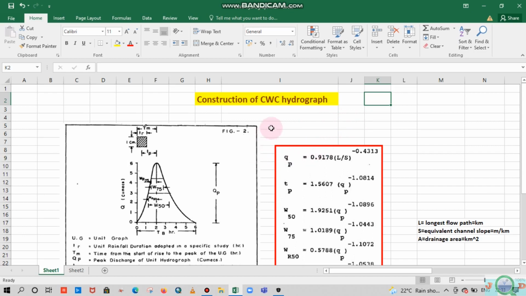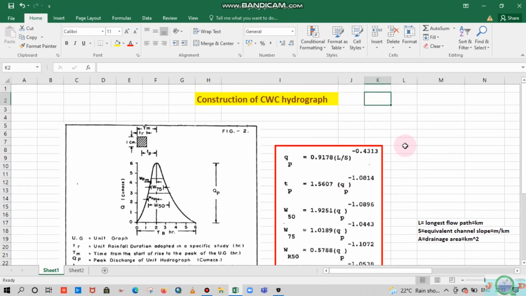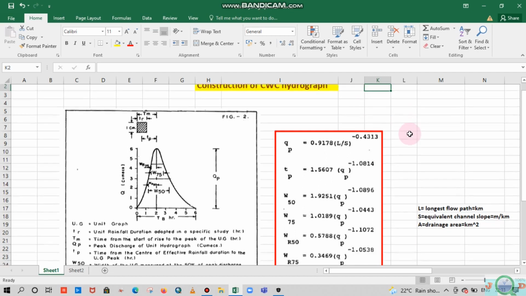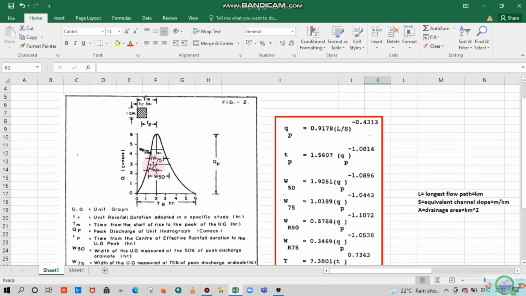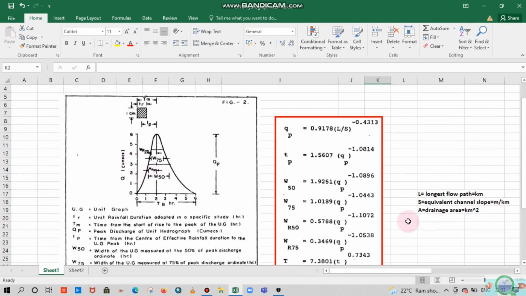Suppose here I'm taking the case of west coast subzone 5A and 5B. The west coast subzone is mostly dominated by the Western Ghats zone, where there is a huge annual mean precipitation, and there is a steep slope of the watershed due to the Western Ghats. And here is the general construction of the unit hydrograph.